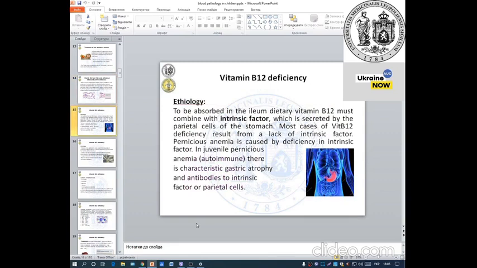Etiology of megaloblastic anemia. To be absorbed in the ileum, dietary vitamin B12 must combine with intrinsic factor, which is secreted by the parietal cells of the stomach. Most cases of vitamin B12 deficiency result from a lack of intrinsic factor.